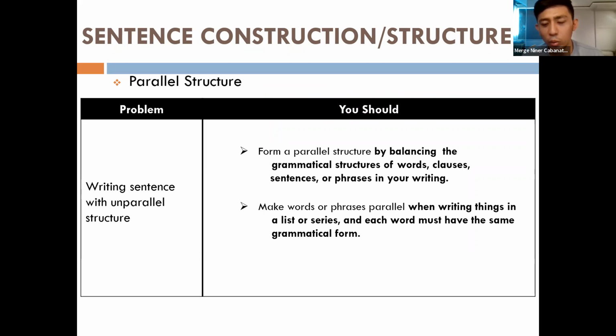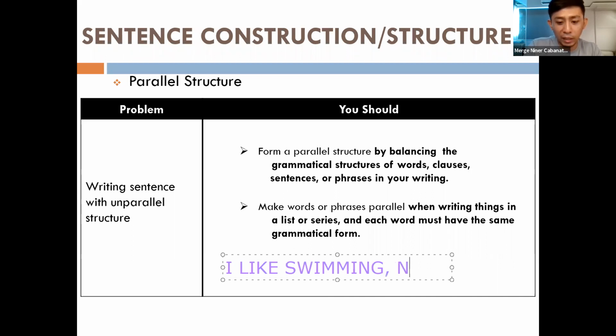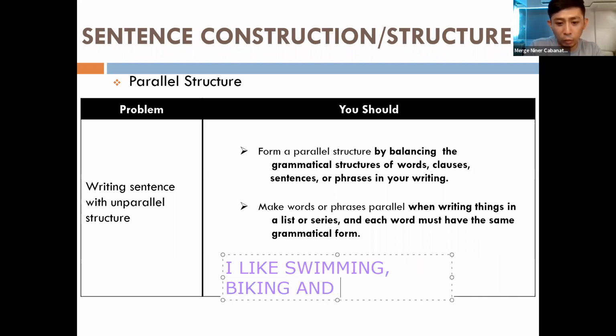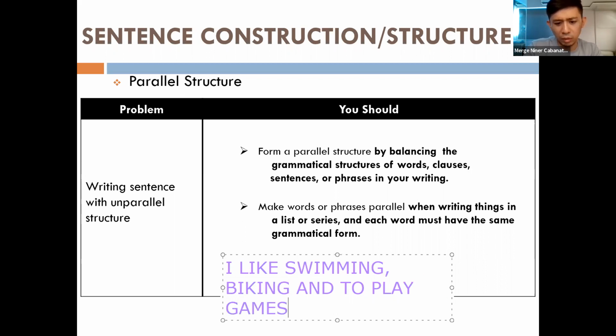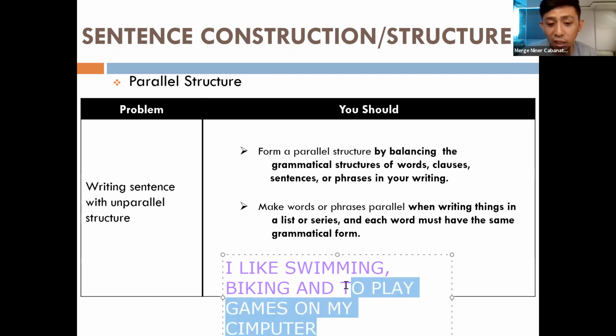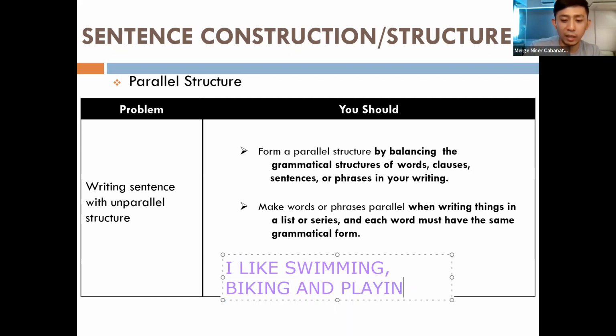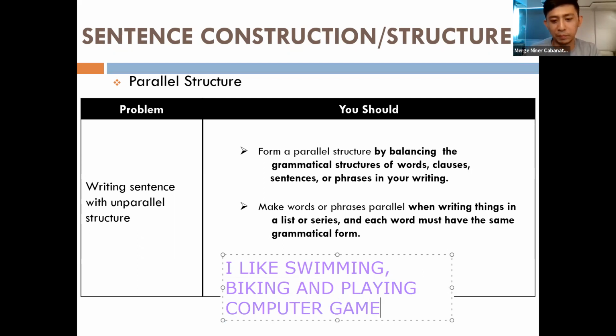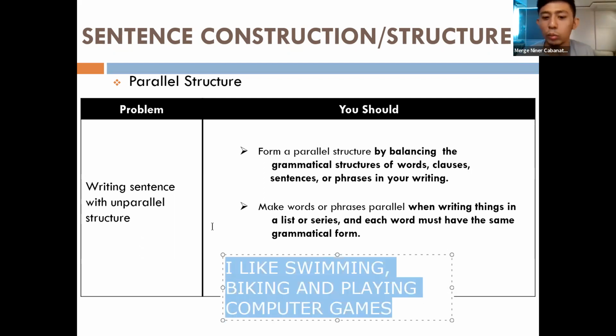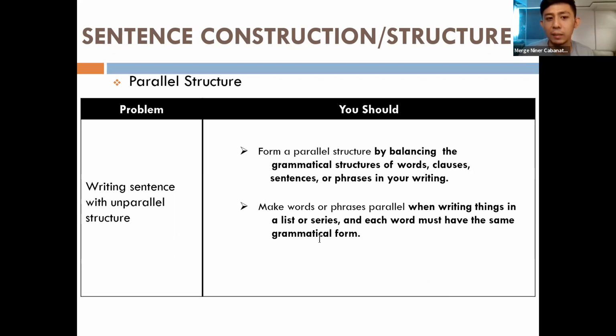So, parallel structure. Pag sinabing parallel structure, dapat balanse. Okay, the entities that you are going to put in your sentence should be balanced. So if you're going to enumerate something with -ing, dapat lahat siya naka-ing. I like swimming, biking, and to play games on my computer. O mali yung "to play." Dapat -ing: I like swimming, biking, and playing computer games. Ganyan. -ing, or to. Okay, so balanse sa parallel structure.